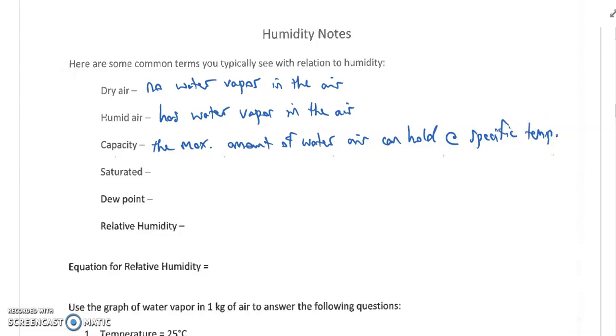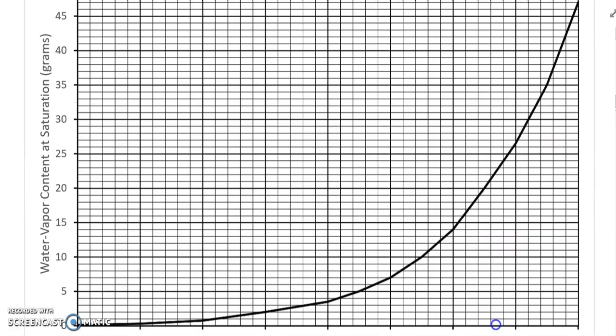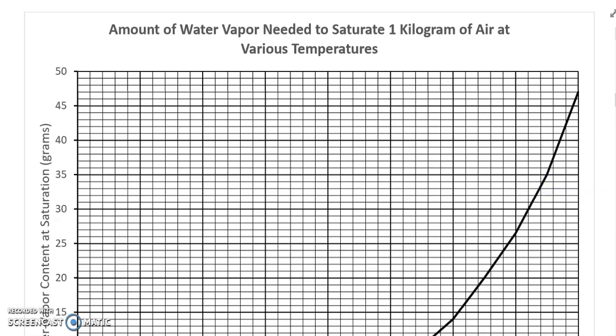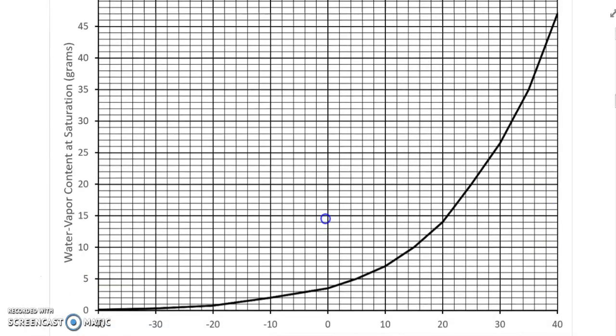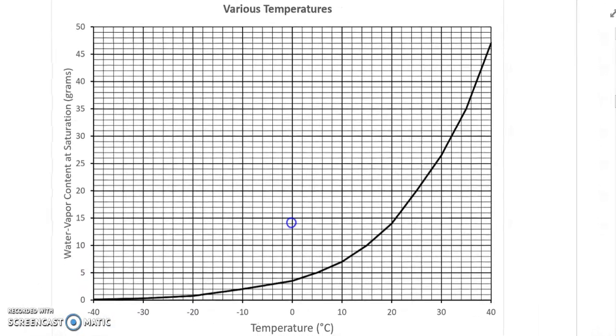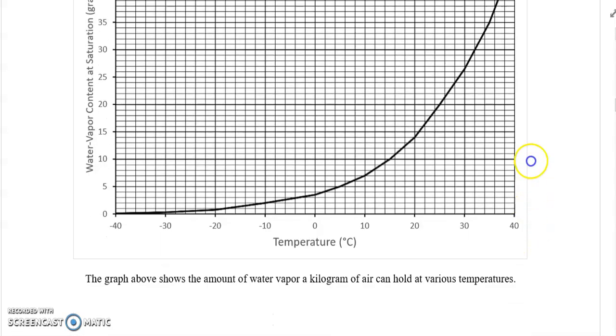Now, typically we will use a graph that gives us this general trend. So in the previous page of our notes, you'll see we included one of these graphs. And what this shows us is a curve that gives us the amount of water, or water vapor, needed to saturate 1 kilogram of air. And generally you can see the pattern is as temperature increases, the amount of water that the air can hold will also increase. So we've got this general increasing trend. Generally, warm air holds more water than cold air does.